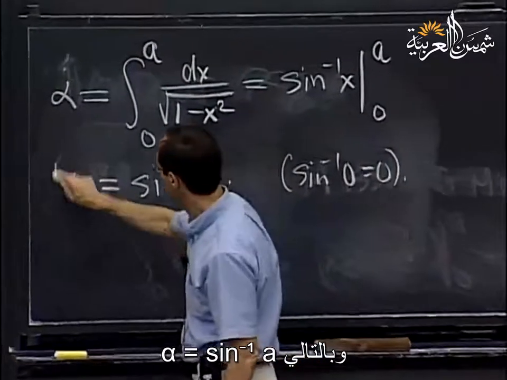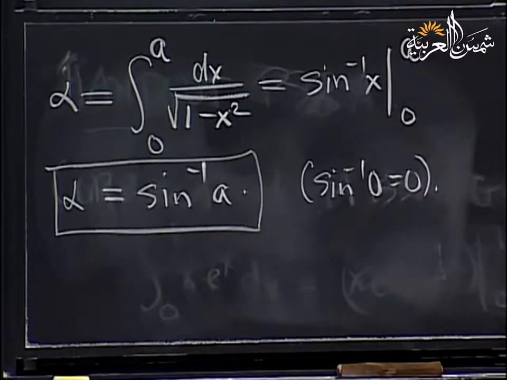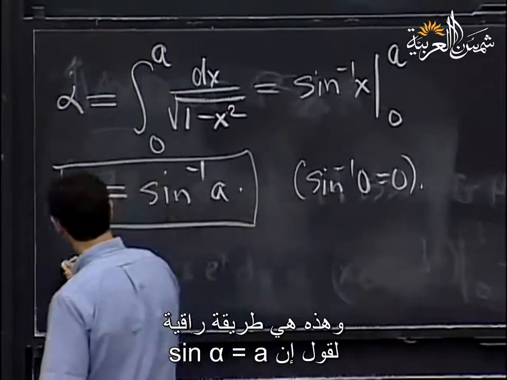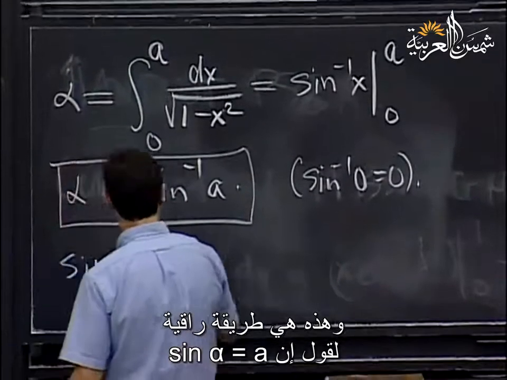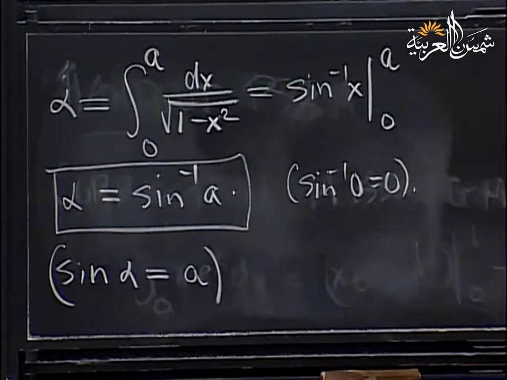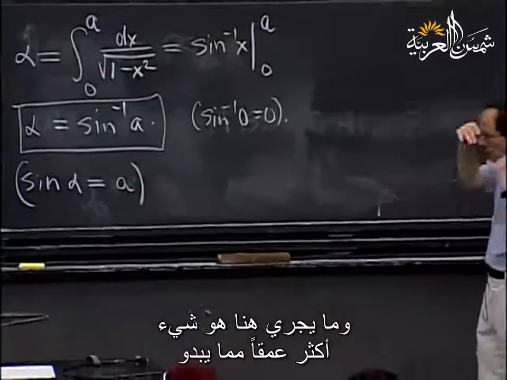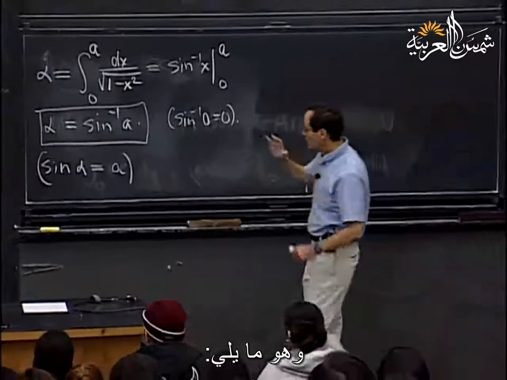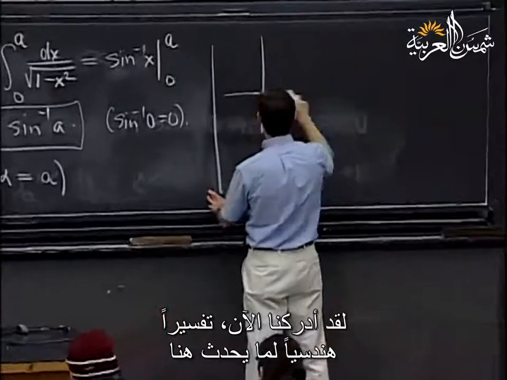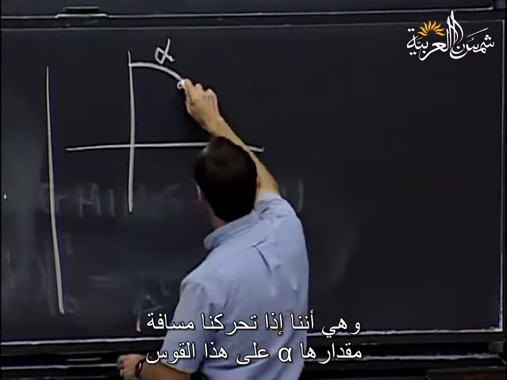All right, so alpha is equal to the inverse sine of a. Now that's a very fancy way of saying that sine alpha is equal to a. That's the equivalent statement here. What's going on here is something just a little deeper than it looks. We've just figured out a geometric interpretation of what's going on here. That is, we went a distance alpha along this arc.